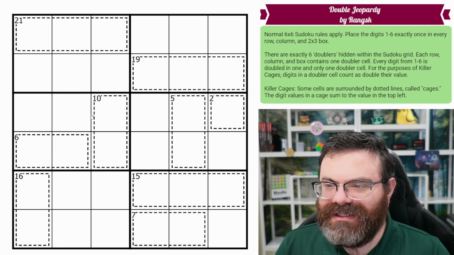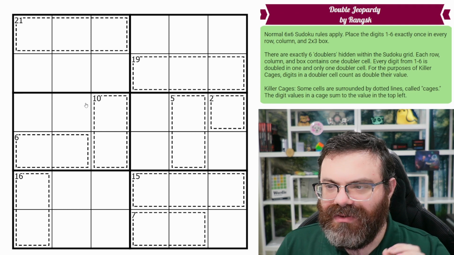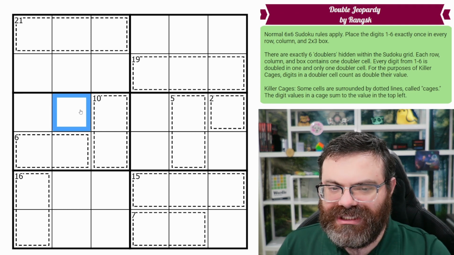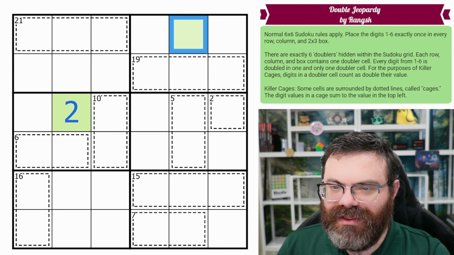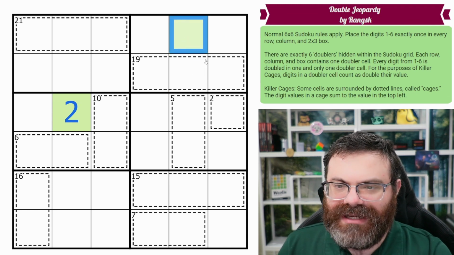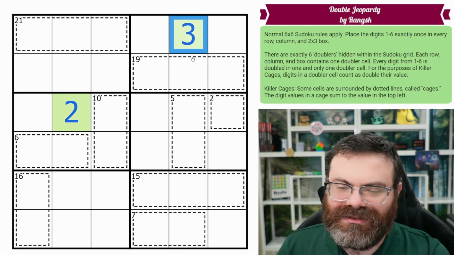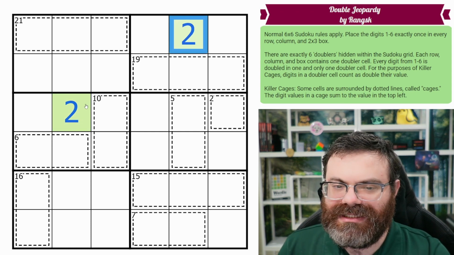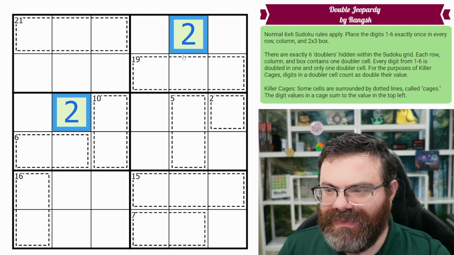All right, so every digit from 1 to 6 is doubled in one and only one doubler cell. So we're gonna have 6 doublers, 1 for each digit. So let's say this was a double 2. I'm not allowed to put another double 2 anywhere. So if I know that this is a doubled cell, I now know that it cannot be a 2. Could be a 3, it could be a 4, but this is not allowed. We can't double the same digit in 2 different places.